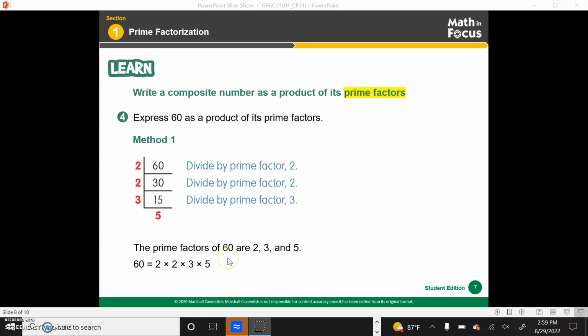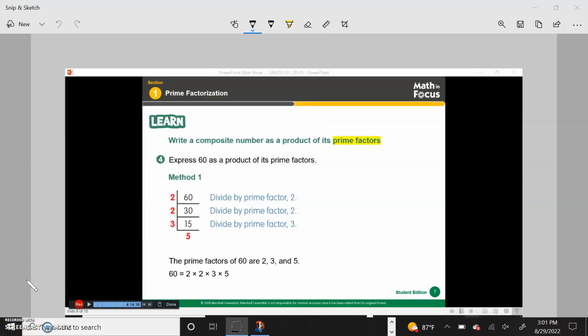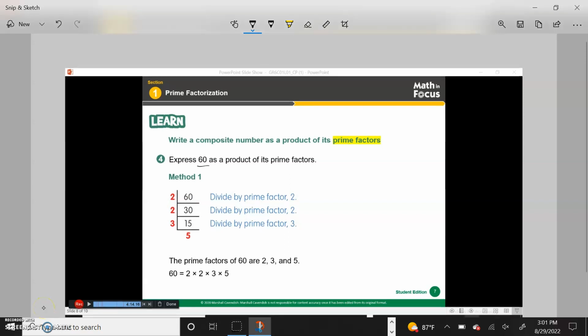So you can see, moving down to page 7, what it's showing you is a way to write a composite number as a product of its prime factors. So for example, what we're seeing here is: express 60 as a product of its prime factors. What you can do is set it up like this. You want to take 60 and divide it by a prime number, which is 2. Pretty easy. Whenever a number is even, you can always divide it by 2.